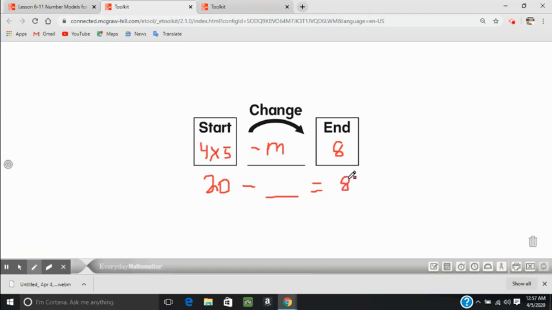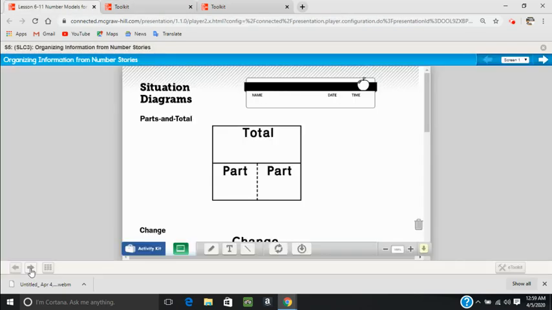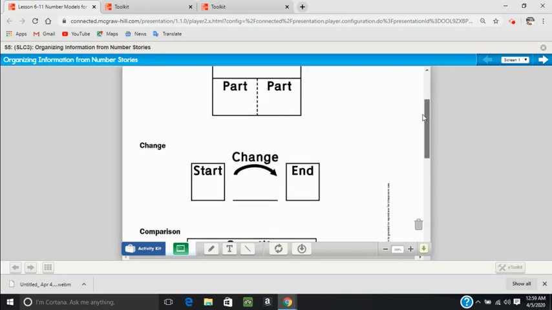Now, I could either start with the 8 and count up until I get to 20, or I could take 20 and subtract the 8 to find the answer. My answer here would be 12. 12 plus 8 is equal to 20. So the method we just used was a start, change, end.